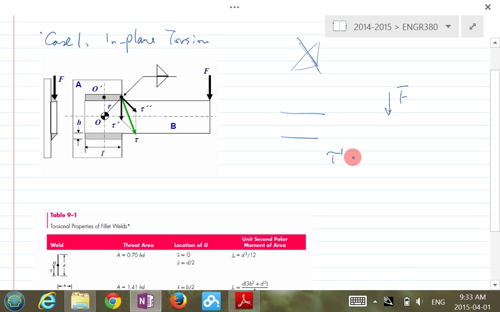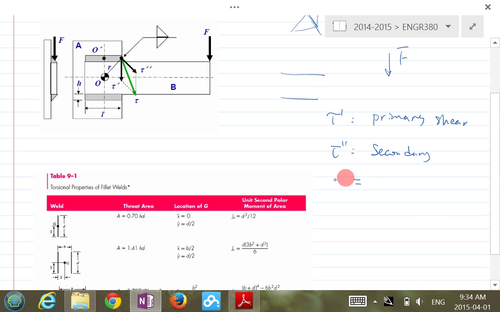If you recall, the tau prime is called primary, and tau double prime is called secondary. They are all shear type of stress, right? And the secondary one here is basically equal to M R over J. So R is this, and J is the polar moment of area for this weld group. So it depends on how you weld. Maybe you weld like this, or like this, or maybe you weld it all around, square, right?